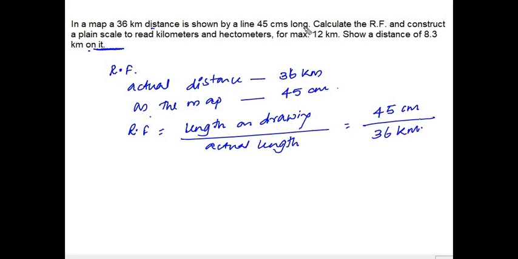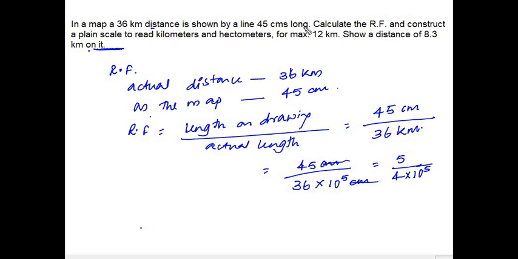RF doesn't have any units, which means the numerator and denominator should be of the same units. Here the numerator is given in centimeters and the denominator is in kilometers. So let us convert that: 45 centimeters by 36 into 10 power 5 centimeters. Now this becomes the RF. I can write this further as 5 by 4 into 10 power 5. So this is the RF.